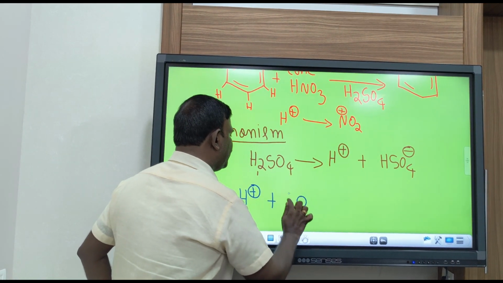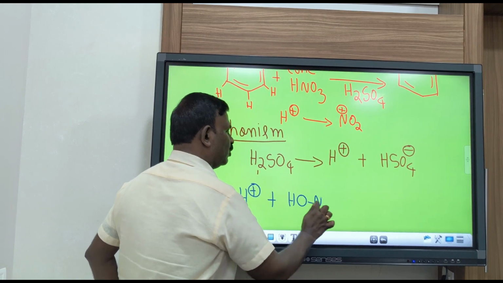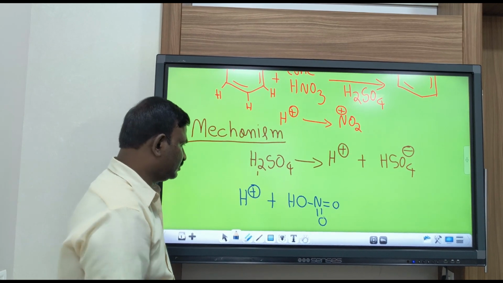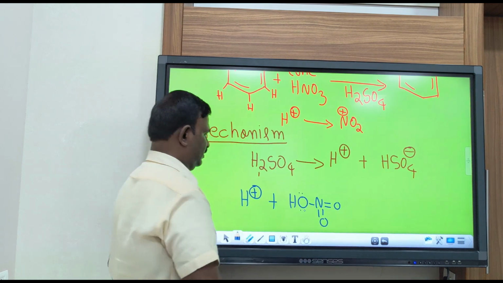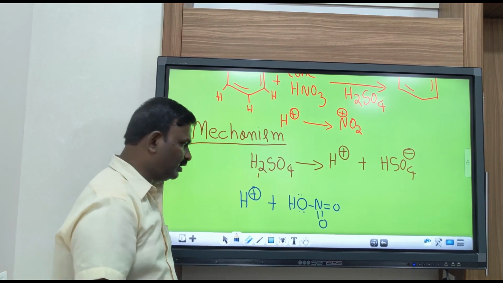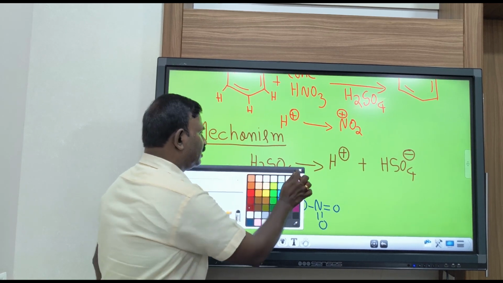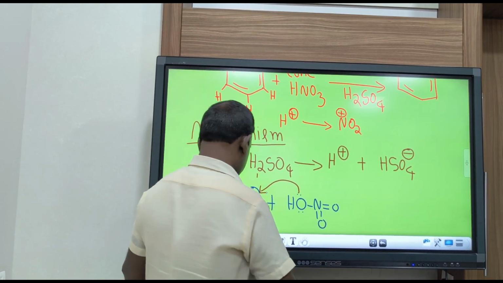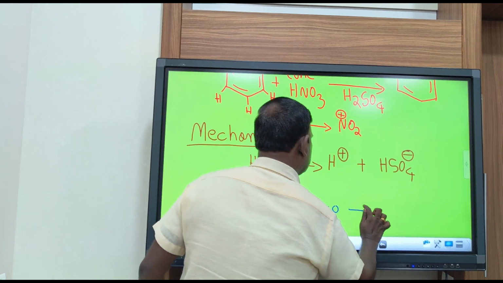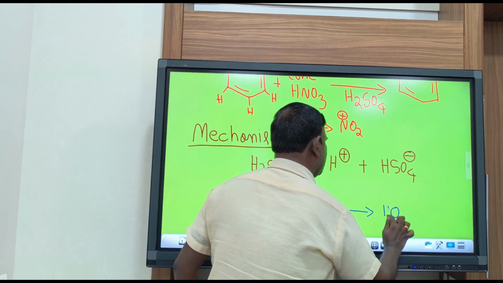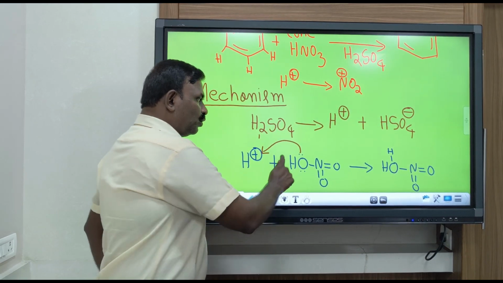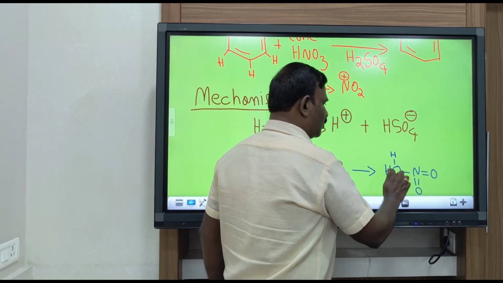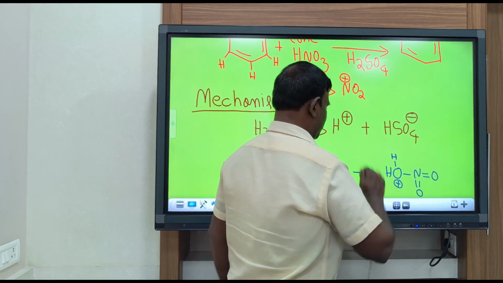This H plus, which is formed, reacts with nitric acid, HNO3. This has a lone pair of electrons. This is electron deficient. This is electron rich. The lone pair of electrons combines with this electrophile, and it protonates the OH. The protonation of the nitric acid occurs, and oxygen valency is 2, but it is bonded at 3. That's why this is electron deficient.